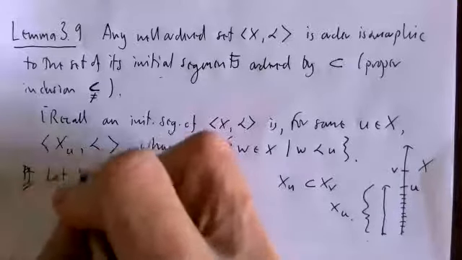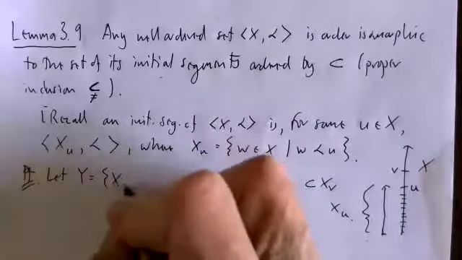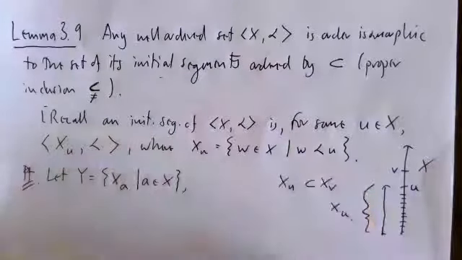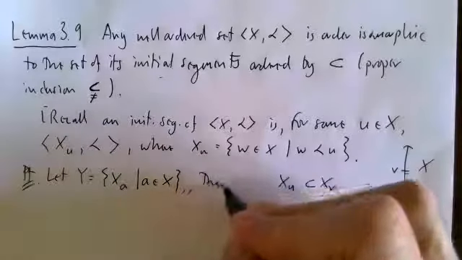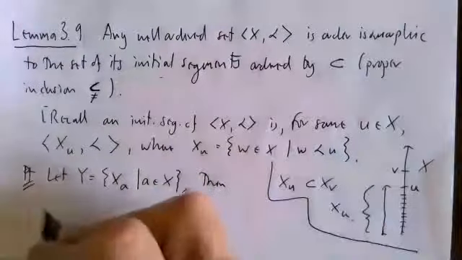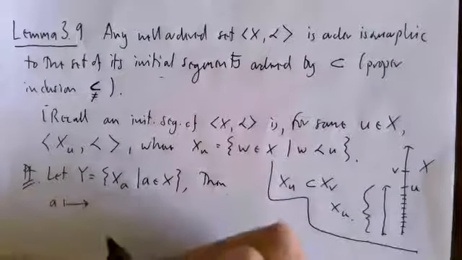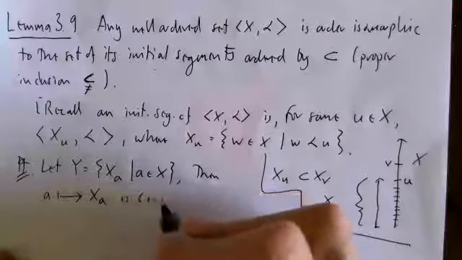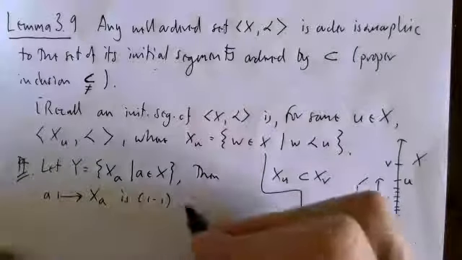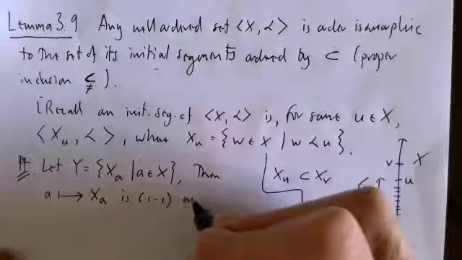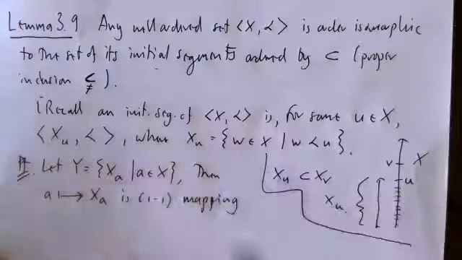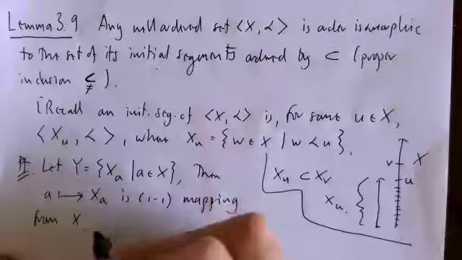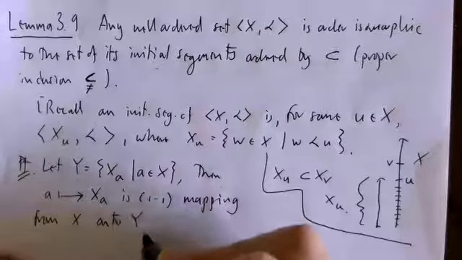So we just let Y be the collection of these initial segments. Then the map that goes from a to X_a, this is 1 to 1. So this is a 1-to-1 mapping from X onto Y.